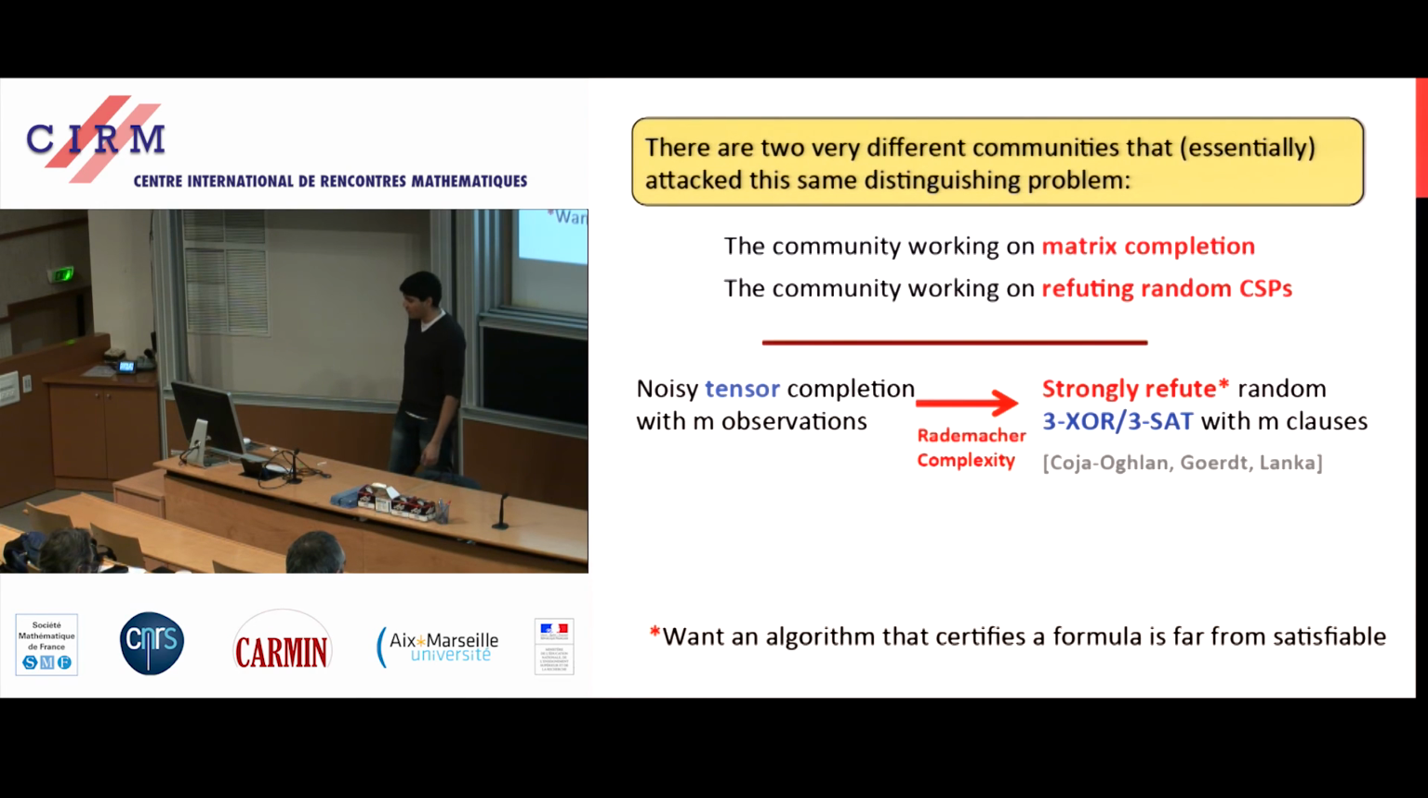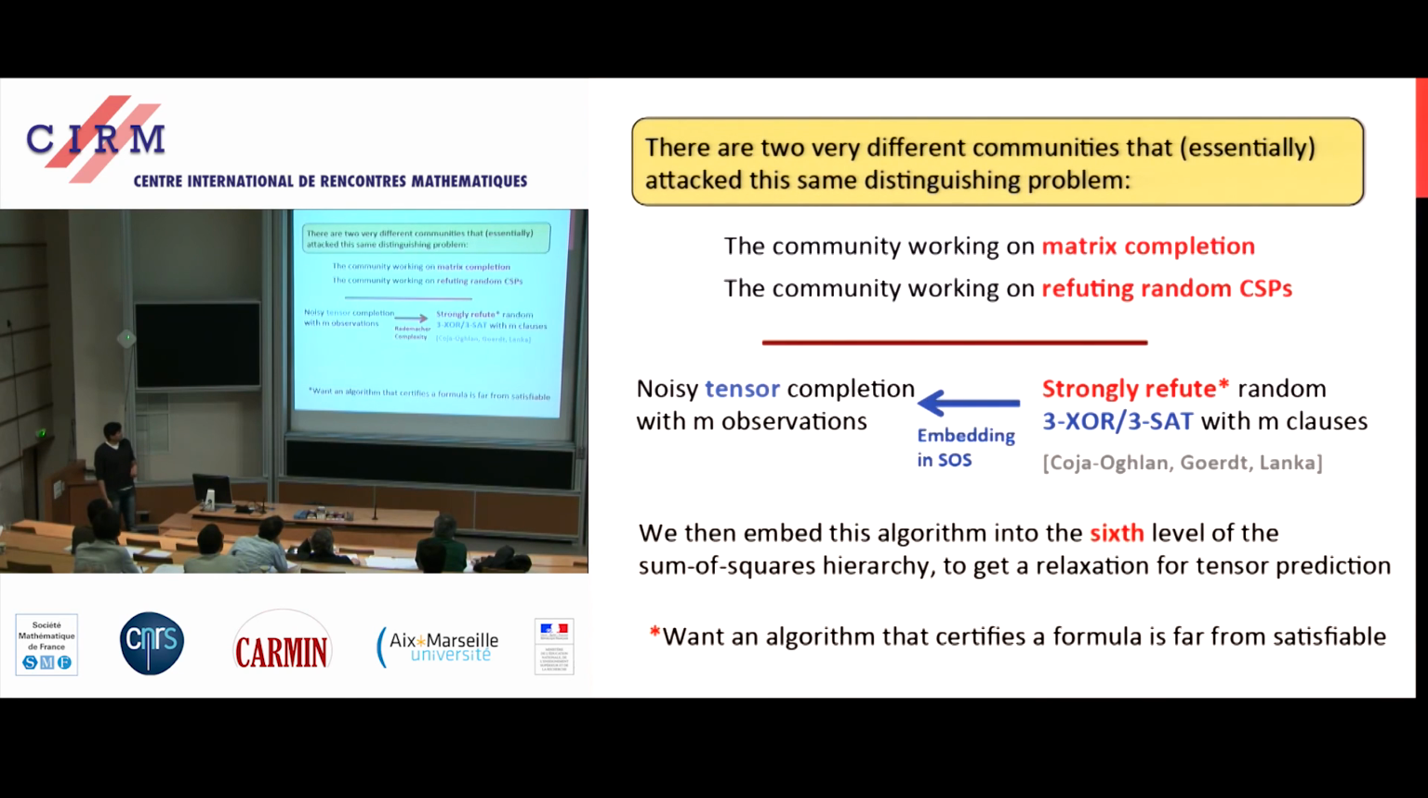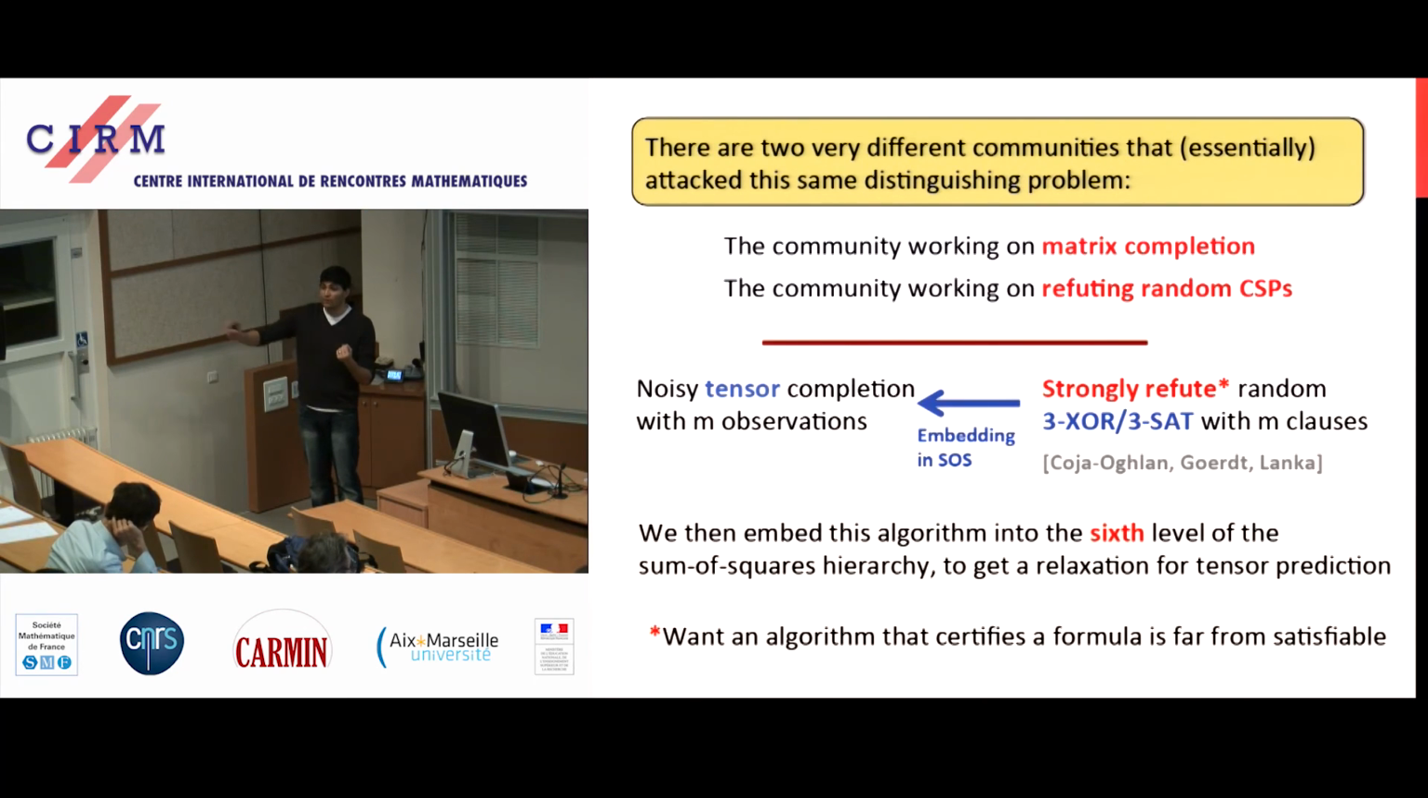Very recently, over the past few years, Koya-Oglin et al. gave such an algorithm. And the amazing thing is you can actually take the bridge and traverse it in the wrong direction. What I was saying was if you have a norm that works for tensor completion with n to the 3/2 observations, you could then refute random CSPs. But it turns out you can take the algorithm that they have and embed it within these hierarchies of SDPs. That gives you a norm that does the same thing, a norm with low Rademacher complexity, and that immediately implies how you can do tensor completion.